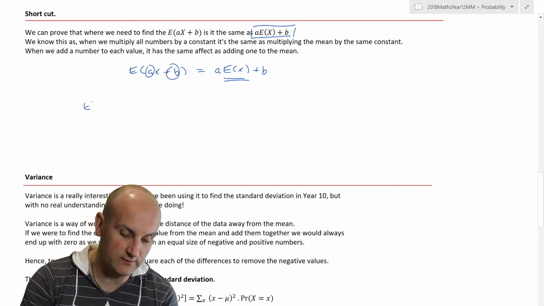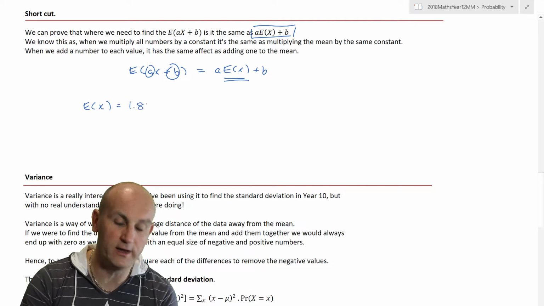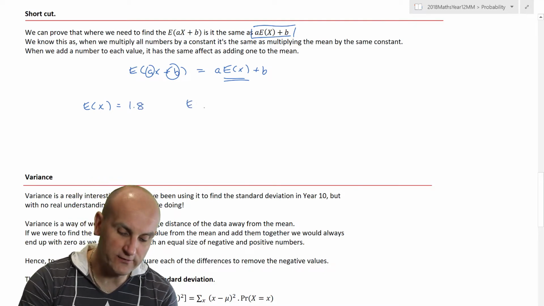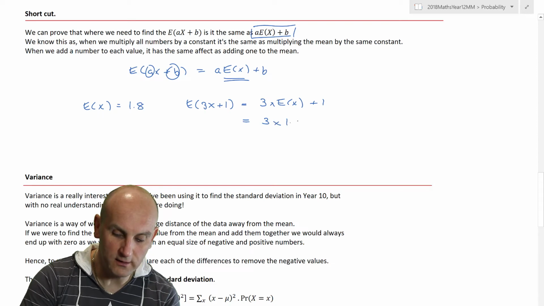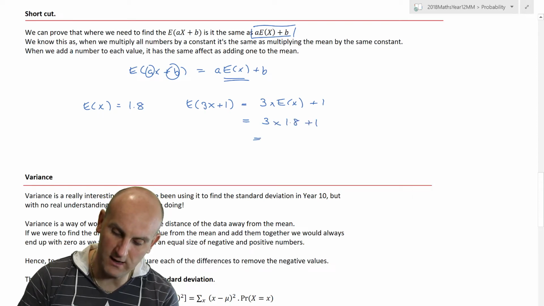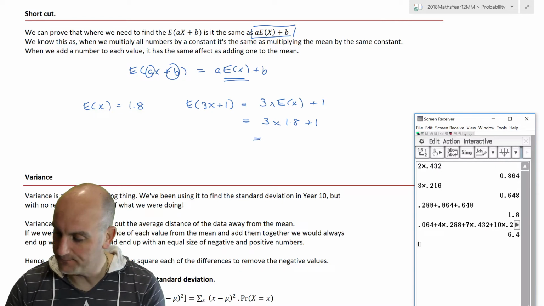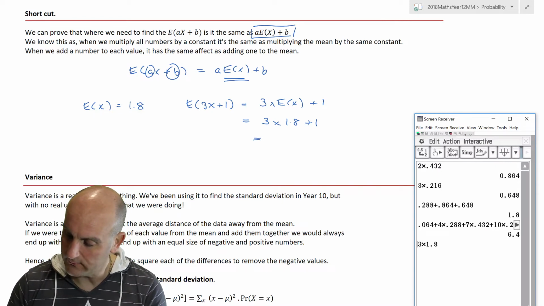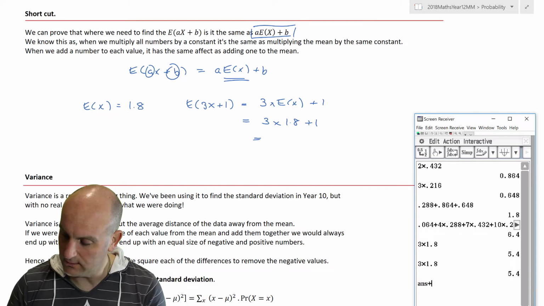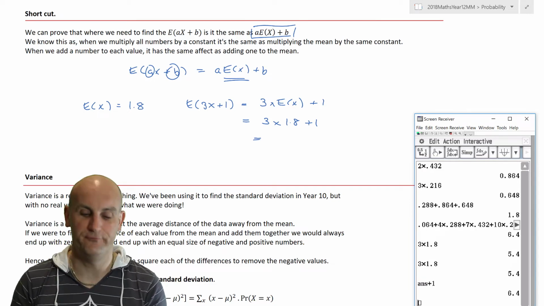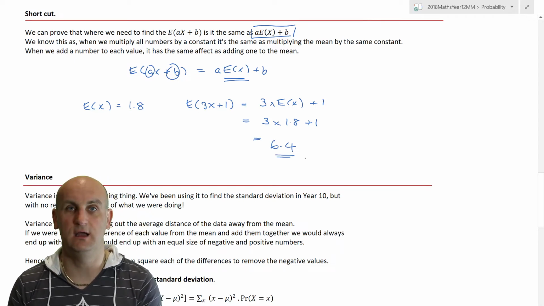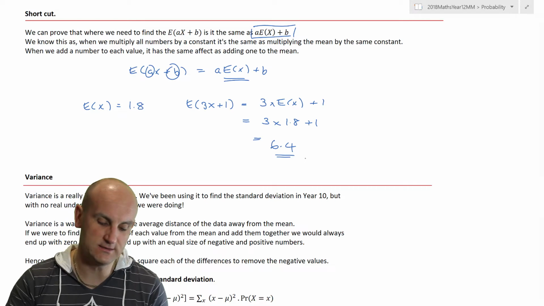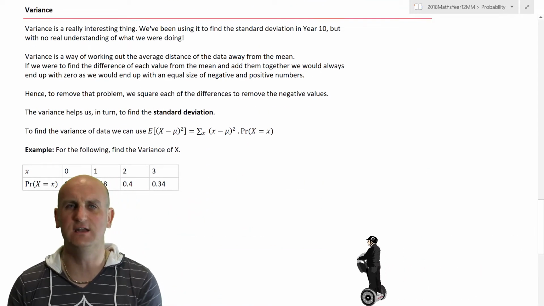Now, we knew previously that E of x was equal to 1.8. Do you remember? So that would suggest that the E of 3x plus 1 is 3 times the E of x plus 1: 3 times 1.8 plus 1. And then firing up my trusty calculator, 3 times 1.8 plus 1 gives me a 6.4 result. So knowing these shortcuts is really helpful, particularly later on when we work out things like variance. And that is a perfect segue into variance.